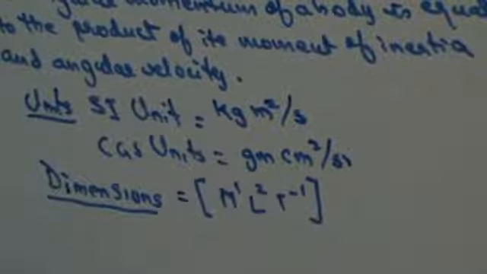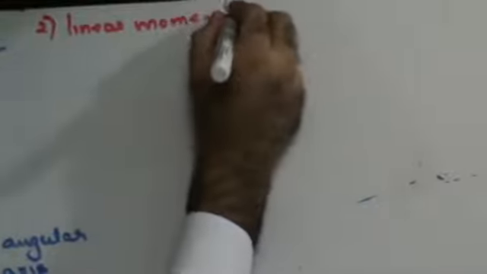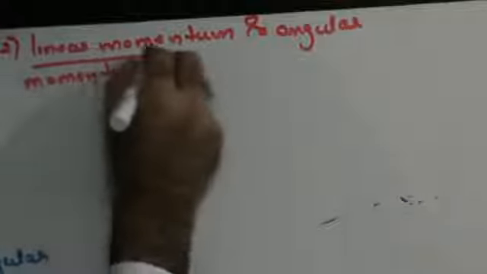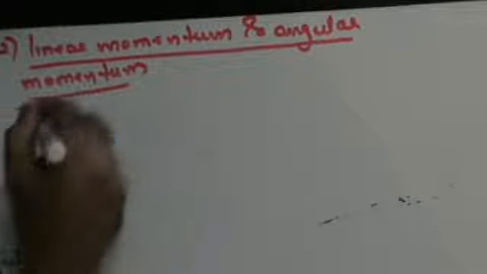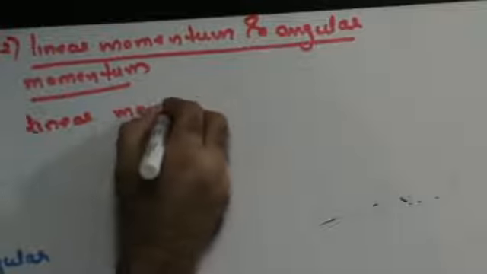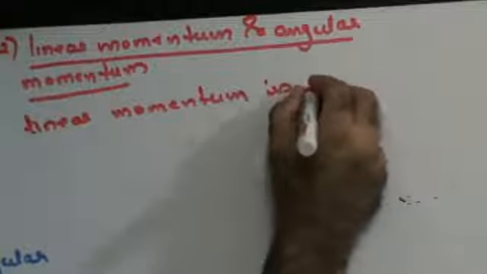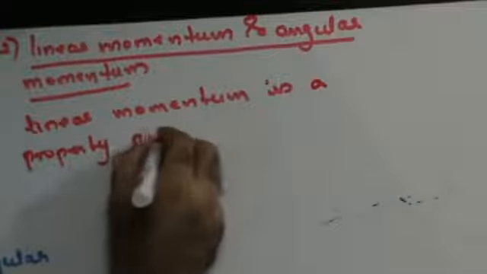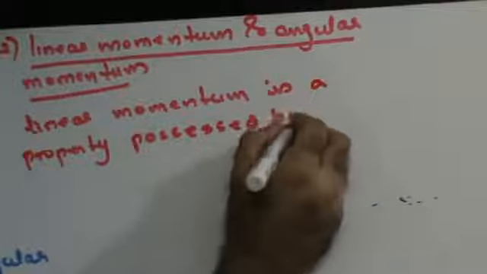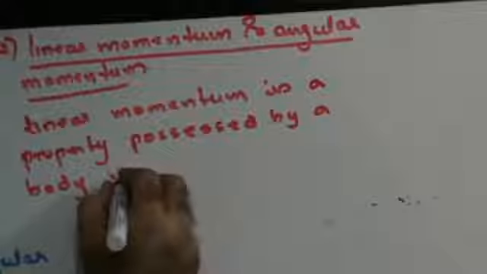Let's try to find out the relationship between linear momentum and angular momentum. Now we know that linear momentum is defined as the product of mass and velocity. Linear momentum is a property possessed by a body in translational motion.